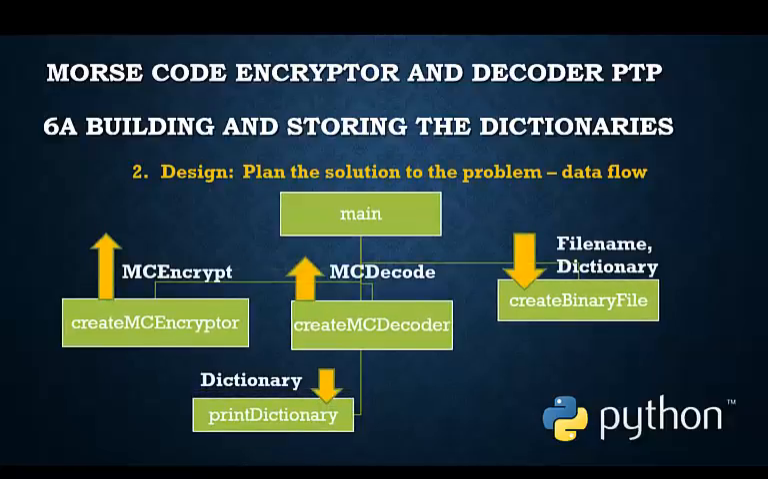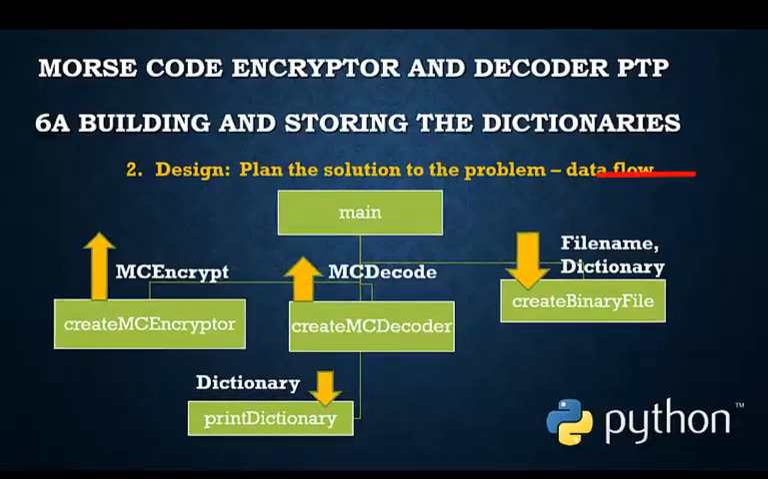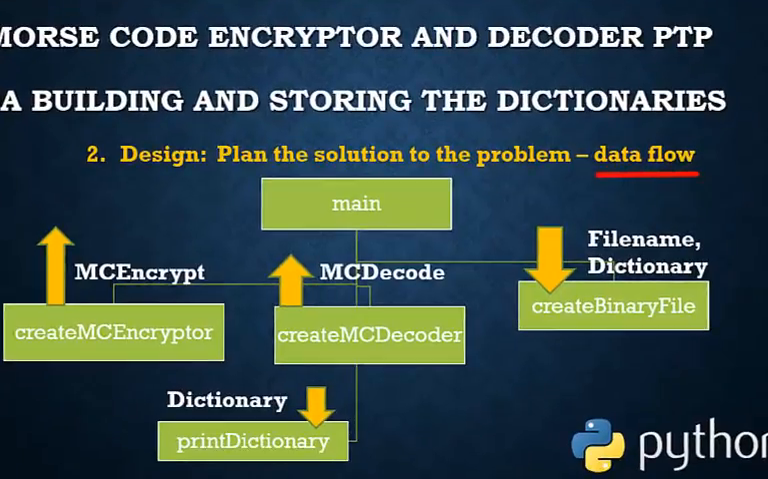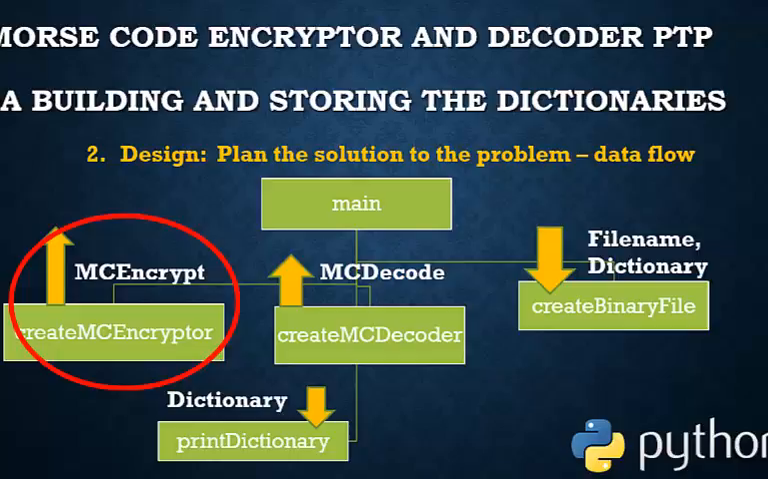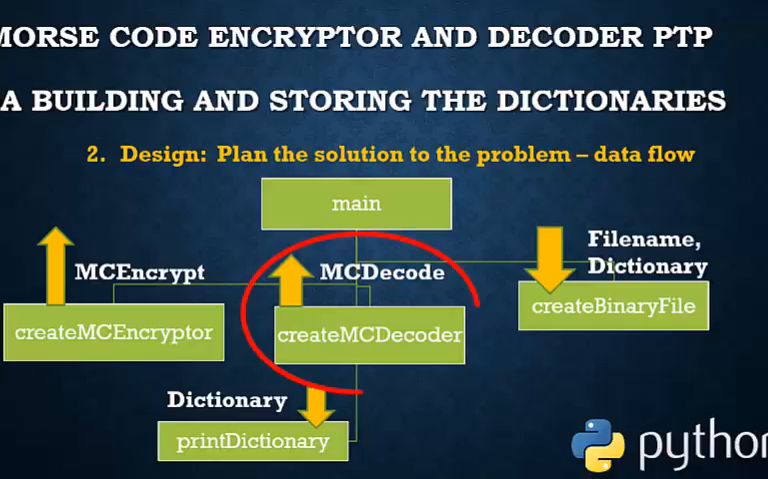Here we see the revision to the structure chart to include the data flow. Create Morse code encryptor function will produce a dictionary output that main will use when it calls the create binary file. Main also will call create Morse code decoder function, and that will produce as output the Morse code to letter dictionary that main will pass to create binary file. Morse code encryptor and create Morse code decoder will use the print dictionary function to neatly print out the contents of the dictionary line by line.